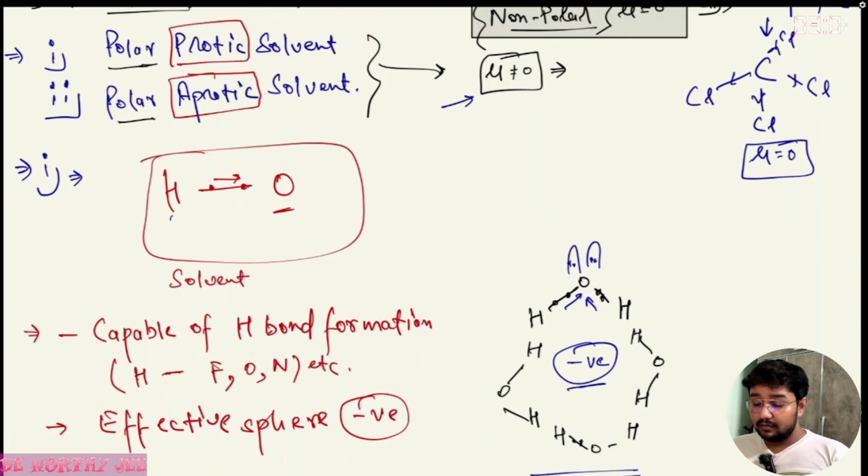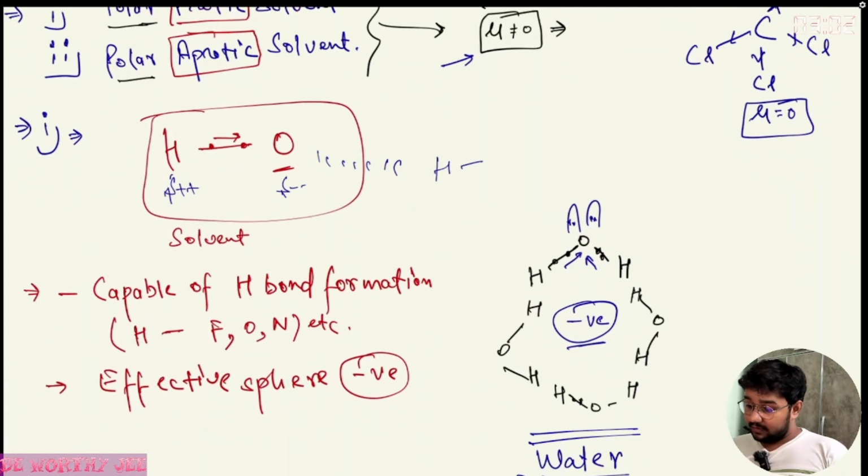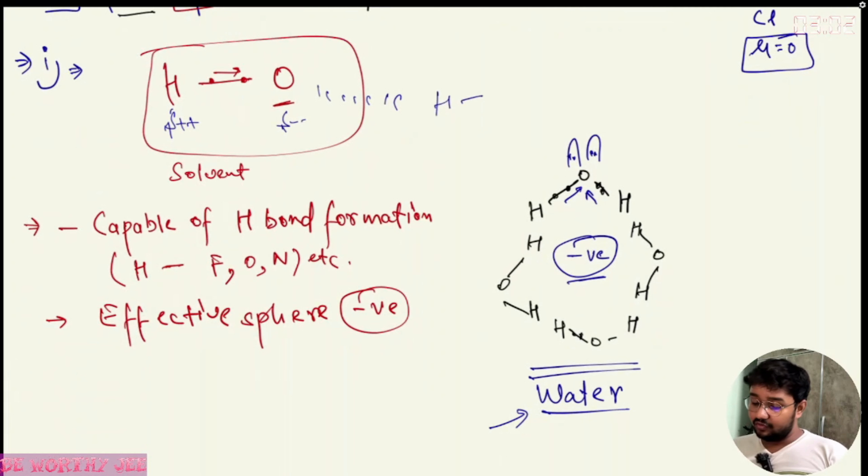Hydrogen must be attached to an electronegative atom, so that a delta positive charge is induced on it, and a delta negative charge is induced on the other atom. This delta negative charge or lone pair can attract the hydrogen atom of another compound, so hydrogen bonding can be formed. So the first point mentioned here is that it is capable of hydrogen bonding formation.